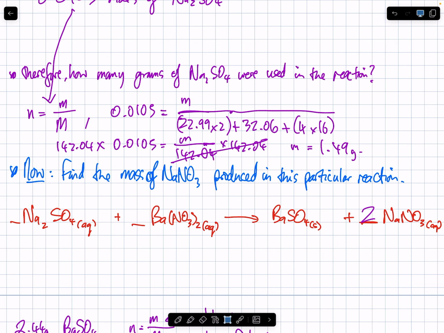Okay, so this is the one with the ratio of 2. Yes, how else could it be? Can you do 22.99 times 2? So we'll do that, we'll just do this out. Nitrogen is 14.01. 22.99 times 2, plus nitrogen by itself.